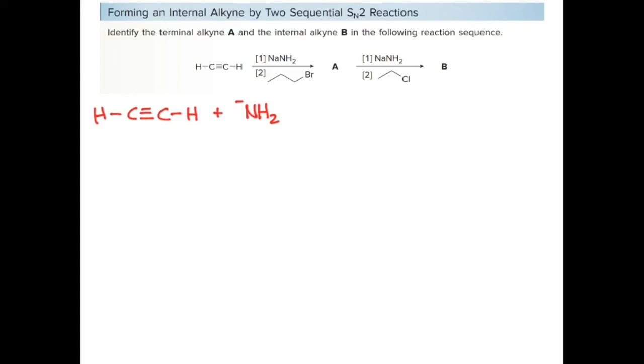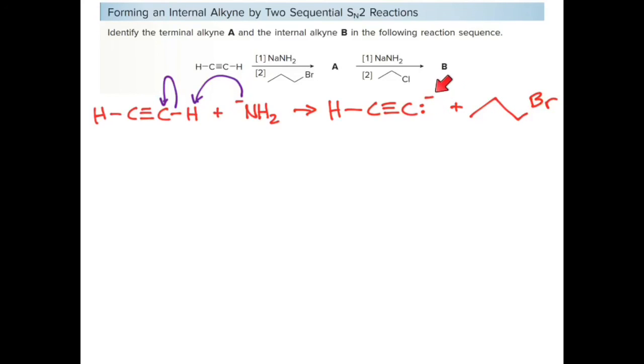So here's our acetylene molecule reacting with a strong base. This hydrogen here gets deprotonated, which results in the cleavage of this bond between the carbon and the hydrogen and the formation of the acetylide ion. And this acetylide ion reacts with the alkyl bromide.